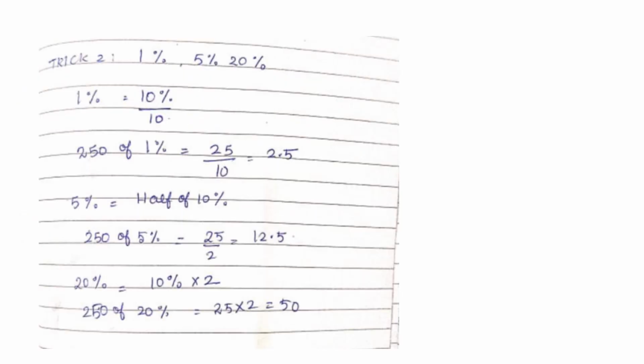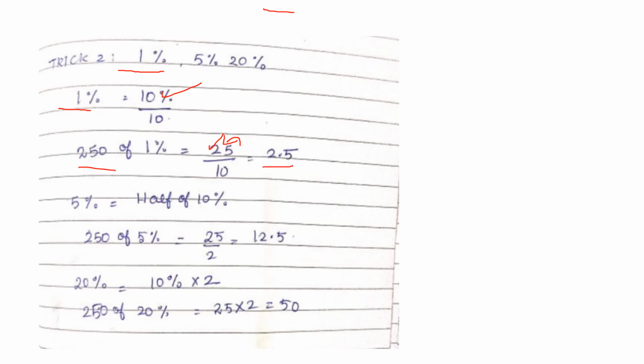That is next one. We have to find out whatever the number given. We have to find out 1%, 5%, 20%. 1% means whatever already we find out that 10%. Whatever the answer, you divide by 10. So here that same 250 of 1% means already we know that 250 of 10% 25. So divided by 10, take 1 digit again left. So 2.5 is the answer.